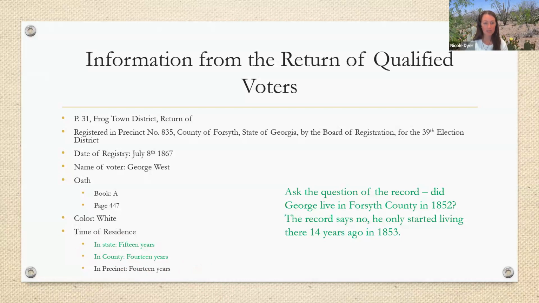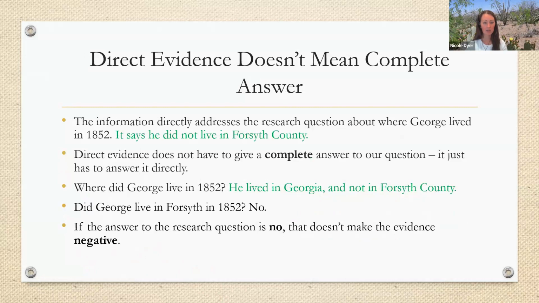Now, what's tricky is that direct evidence doesn't mean a complete answer. And so it doesn't give us the exact county he lived in. And the answer was also no, that he did not live in Forsyth County. So I can see why that would seem like negative evidence. But because we're looking for the absence of information and not for a direct answer, this is still direct evidence.